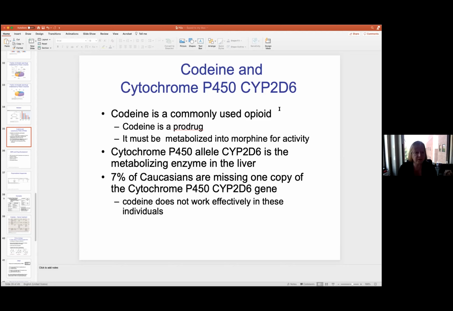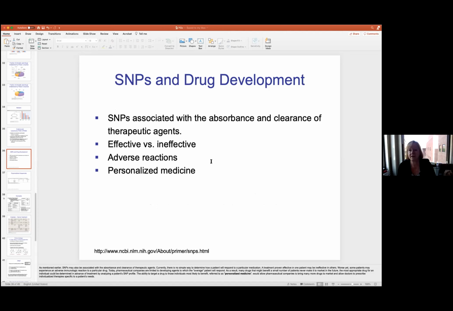But so now when talking about SNPs and drug development, some SNPs are associated with absorbance and clearance of different therapeutic agents, which can make them either effective or ineffective. And it really depends on if we're talking about drugs and prodrugs, okay? And this is where adverse reactions and personalized medicine come into play. So you want a drug that's effective and doesn't have any adverse reactions.